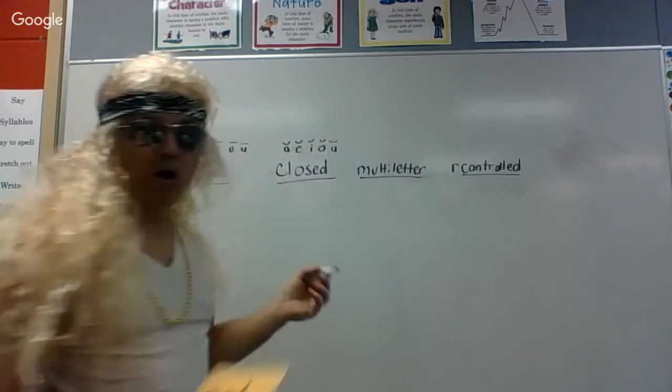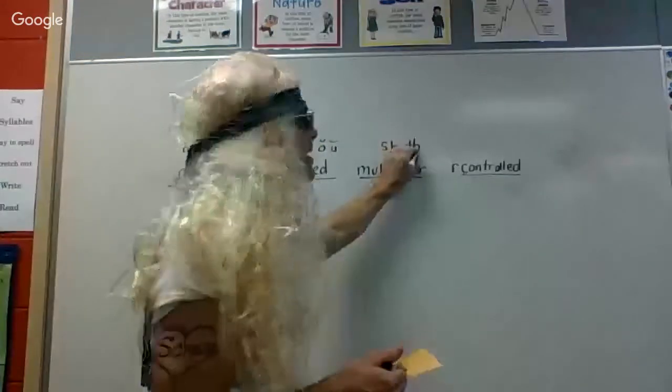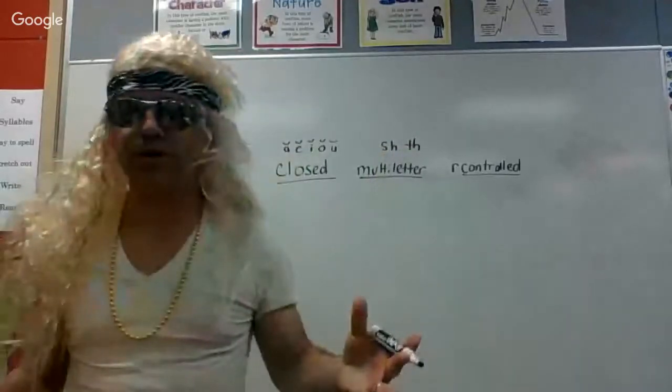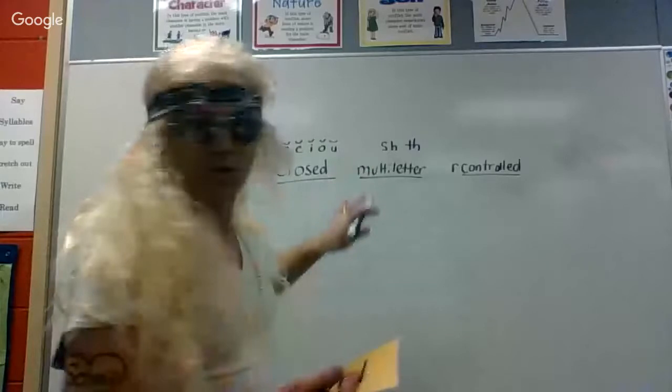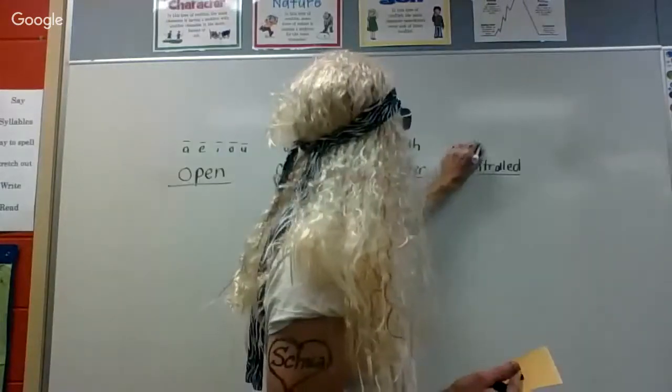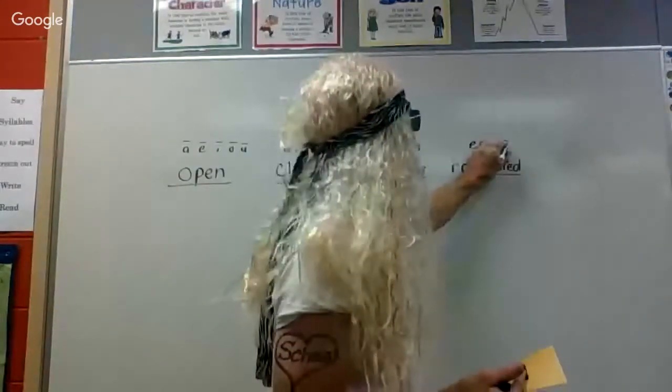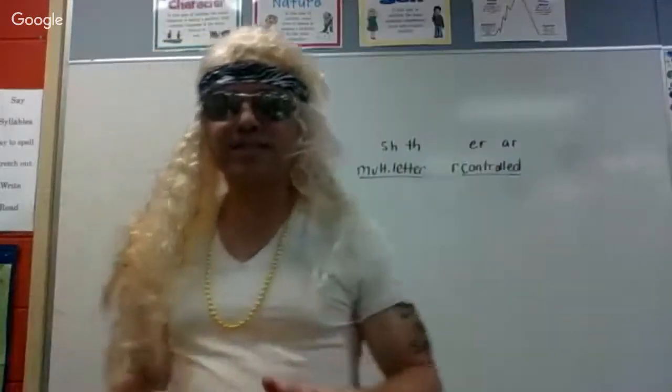Multi-letter is things like sh and th. You're never going to separate those in a word when you go to read it or when you go to spell it, because those belong together. And you know our R control, we've got things like or and ar. You're not going to separate those either, because they go together. So let's take our first word.